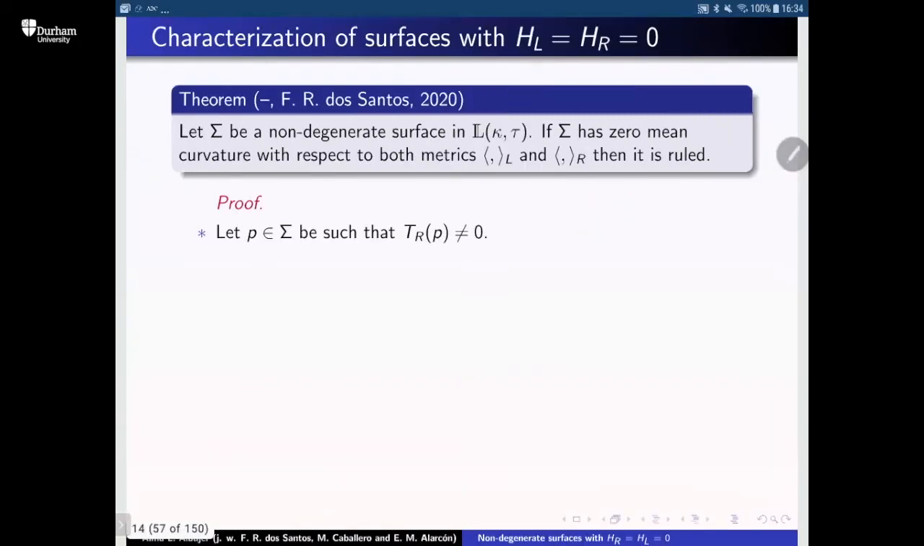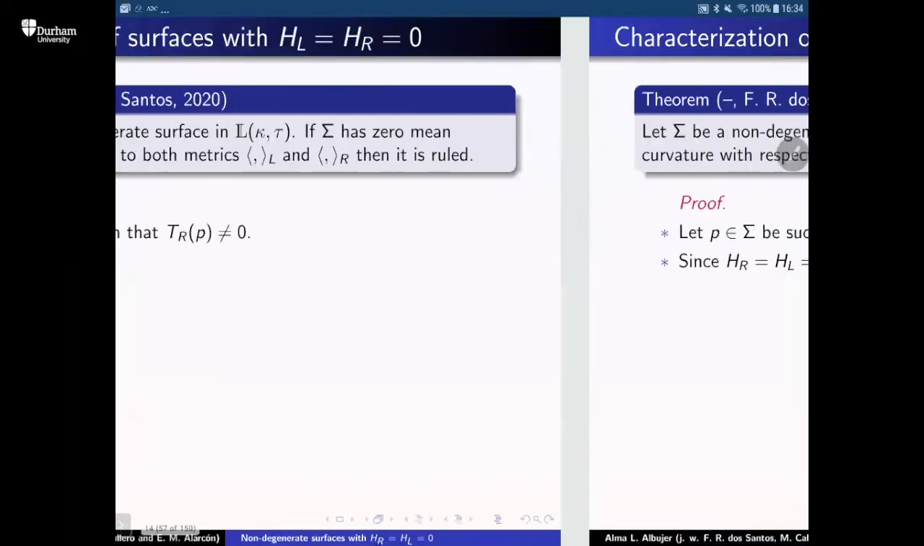In order to prove it, we'll consider a point in sigma such that TR at this point does not vanish. That is, such that the Killing vector field at this point is not normal to the surface. We'll work at this point and we will extend by continuity to the rest of the surface. Okay, but we will start working at that kind of point. So we consider a point where this happened.